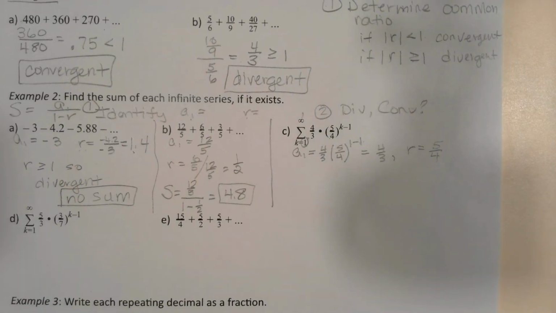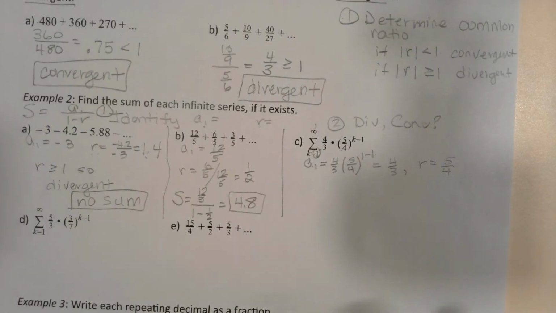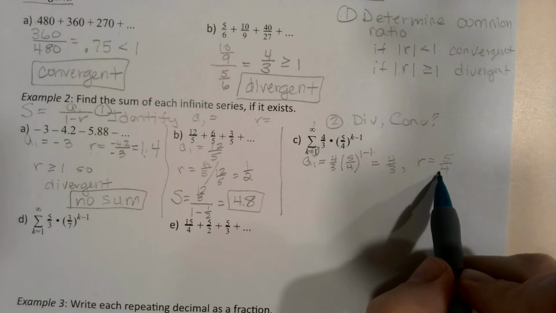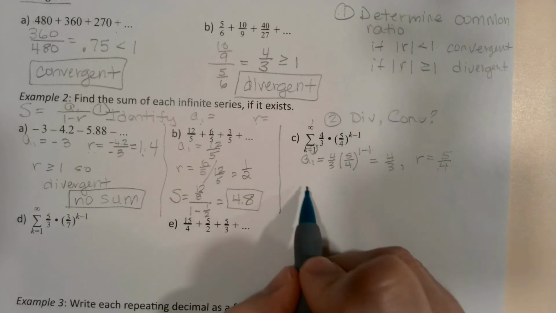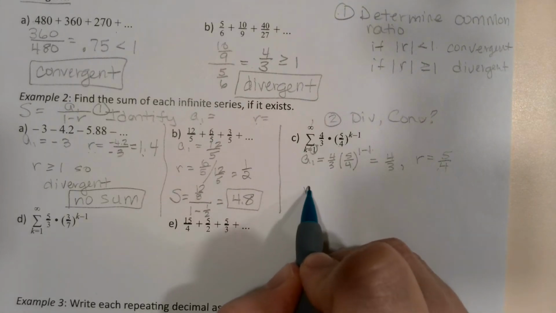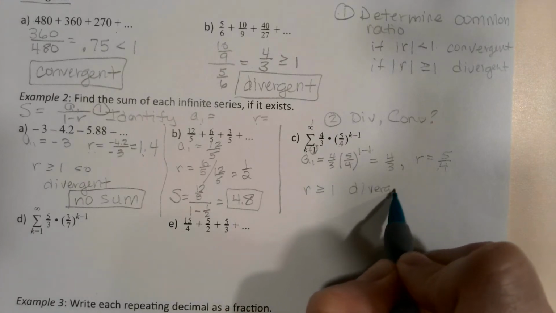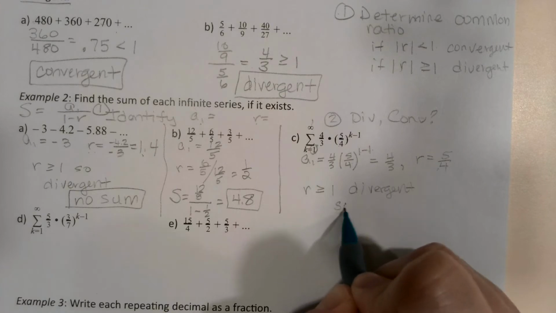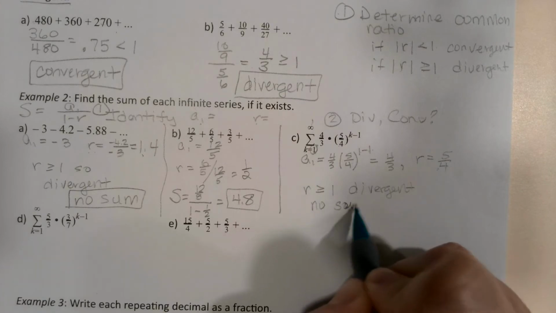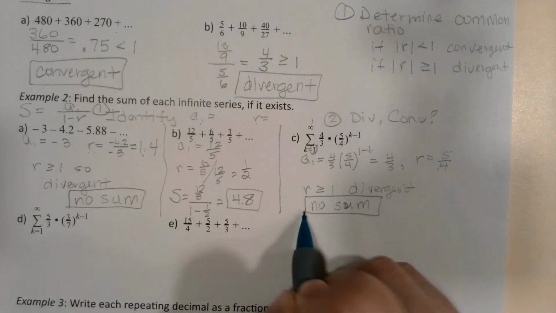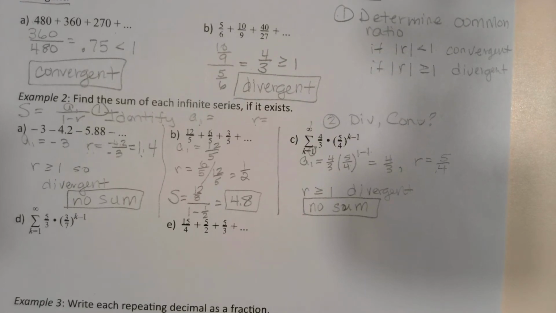So we then have to decide, is this divergent or convergent? If the ratio is 5/4, that's bigger than 1. So you will say R here is greater than or equal to 1. It's divergent, so no sum. Okay, let's do the next one.